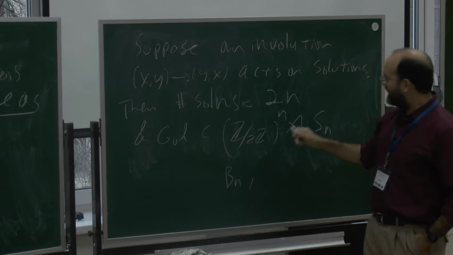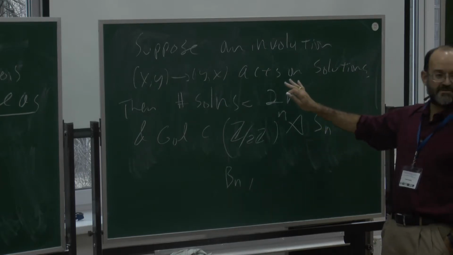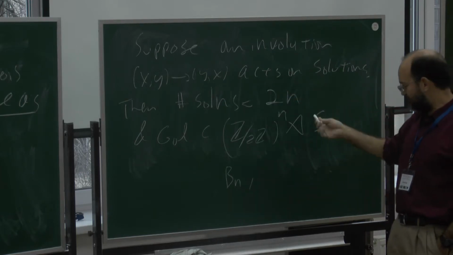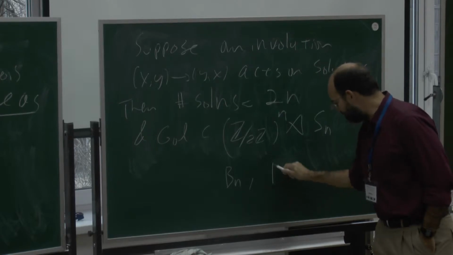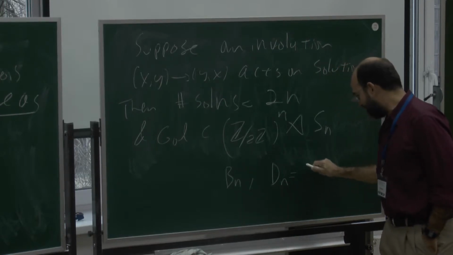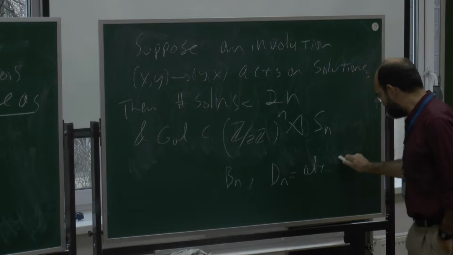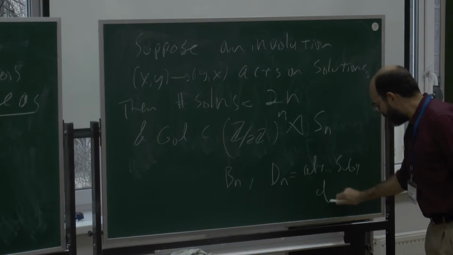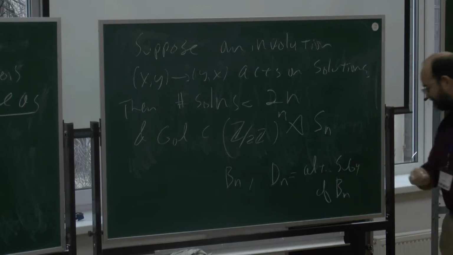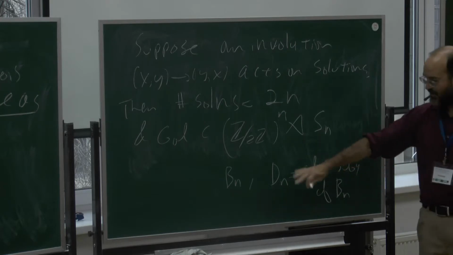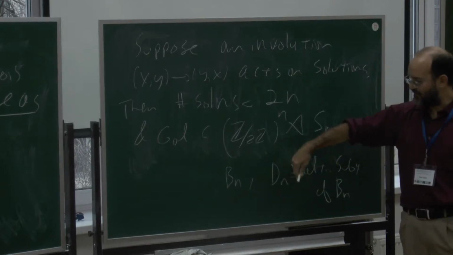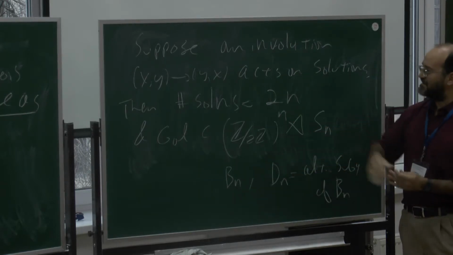But also, there's sometimes a more subtle thing which occurs, and this is interesting to me. A couple times it's been observed it's a Dn, which is the alternating subgroup of Bn. So we know of many cases where this is what we observe.